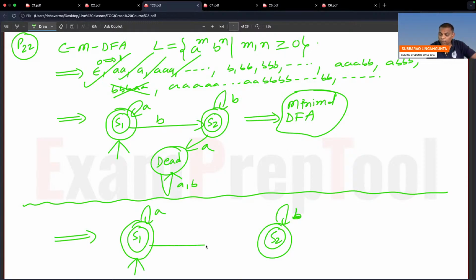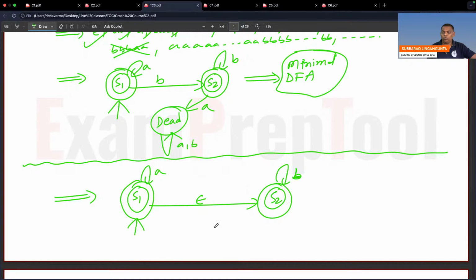Remember, if both will happen, after a's only b's, you can keep epsilon in between. Only a's, fine. Directly b's, yes. Epsilon dot b means b. So for only b's, you can go here, followed by any number of b's. Next one, a's followed by b's, that is also okay.